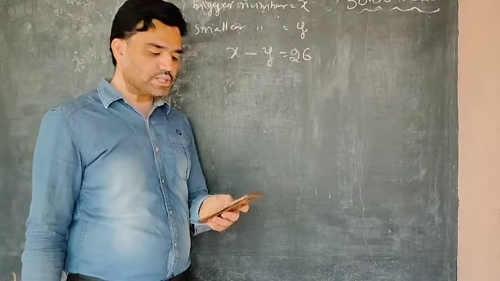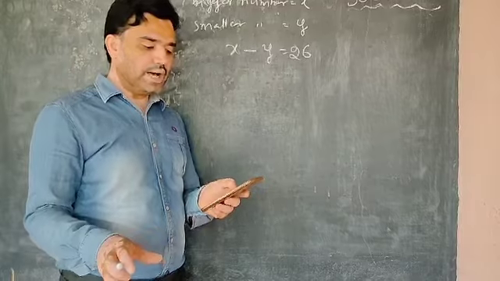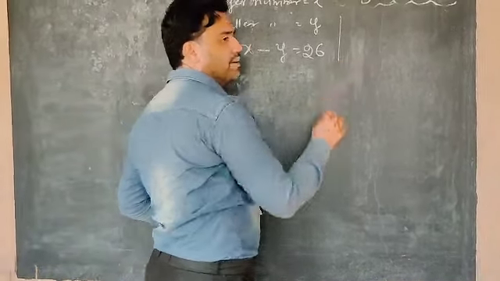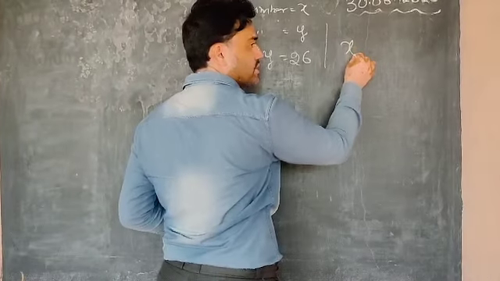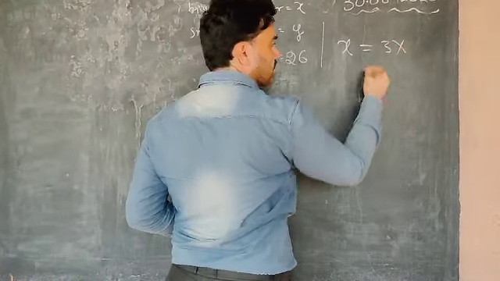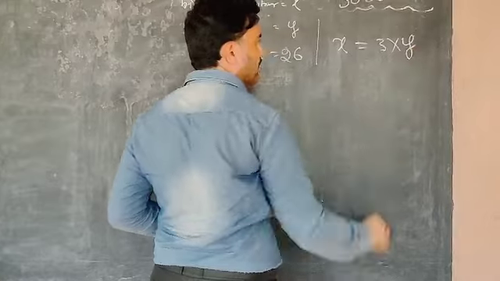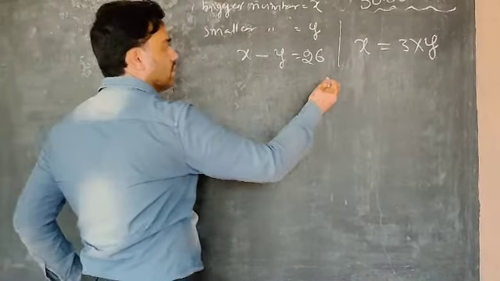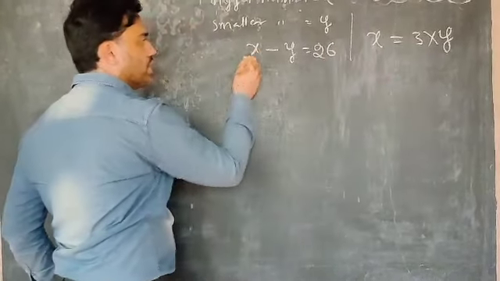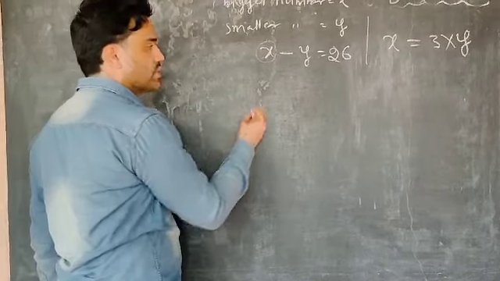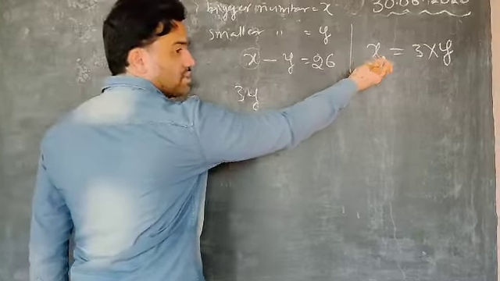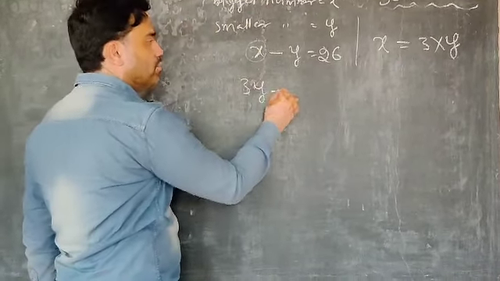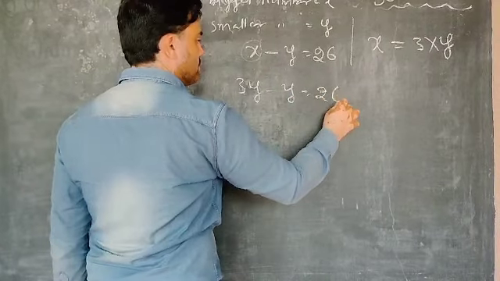The difference between two numbers is 26, and one number is 3 times the other number. One number is 3 times the other number, meaning one number x is 3 times, that is 3 into the other number, the second number, y. x is equal to what now? 3y. So now x is equal to 3y, substitute here. What do you have here? x. That is, x is equal to what we got from the second equation, 3y, isn't it? So x is substituted by 3y, minus y is equal to 26.